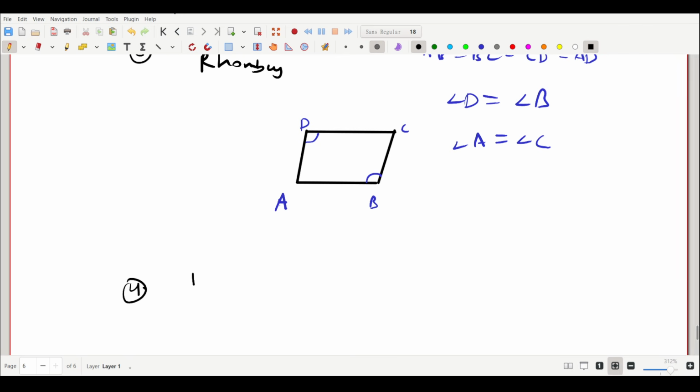Parallelogram. Parallelogram is just the same as a rectangle. It's just one property: not all the angles are 90. See, a rhombus is a tilted square. A parallelogram is a tilted rectangle. That's the only thing. Only differentiation between them.